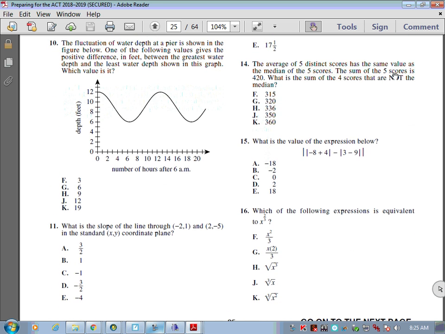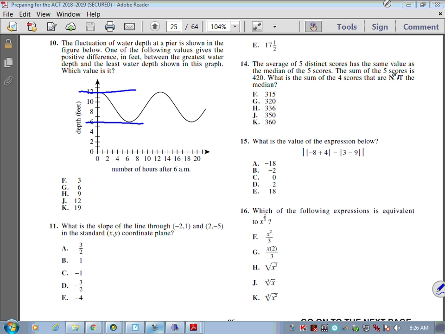Okay, the fluctuation of water depth at a pier is shown in the figure below. One of the following values gives the positive difference in feet between the greatest water depth and the least water depth shown in this graph. Which value is it? What they're showing you is that the water is at its lowest, it's at 6 feet. At its highest, it's at 12 feet.